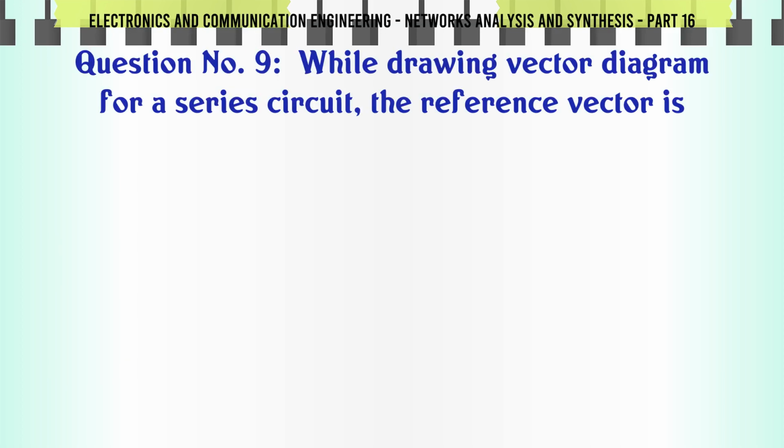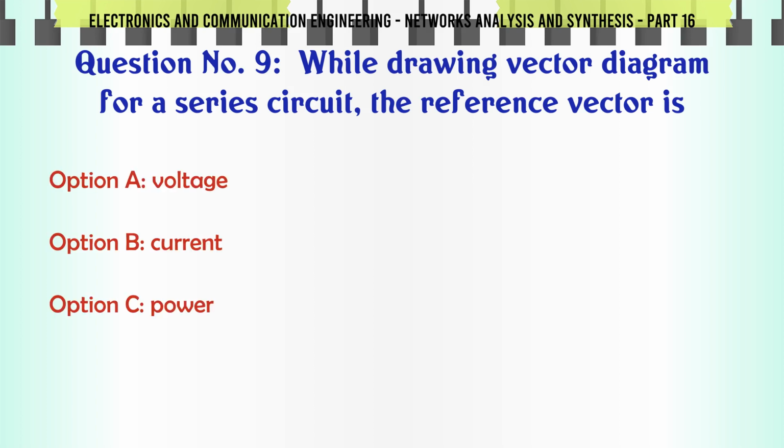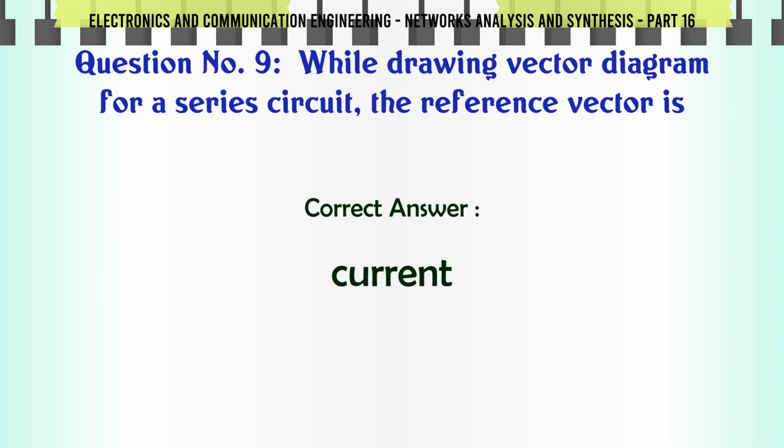While drawing vector diagram for a series circuit, the reference vector is A voltage, B current, C power, D phase angle. The correct answer is current.